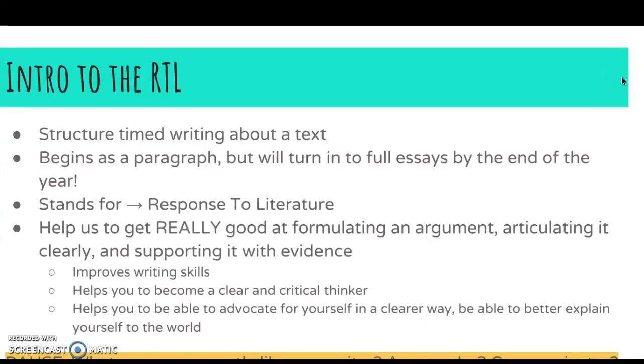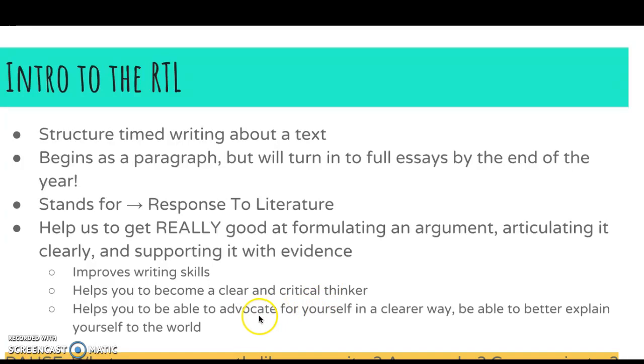So here's the deal. We're going to start by learning about a new way that we're going to be tracking our writing growth. It's called the RTL. RTL stands for Response to Literature. And basically, an RTL is a structured, timed writing about a text that we're reading, usually a novel. We will start writing paragraphs, and by the end of the year, you'll actually be writing full essays as RTLs. The RTL is going to be really important to help us get really good at formulating an argument, articulating it clearly, communicating it clearly in writing, and supporting it with evidence. It's going to help you to become a clear and critical thinker.